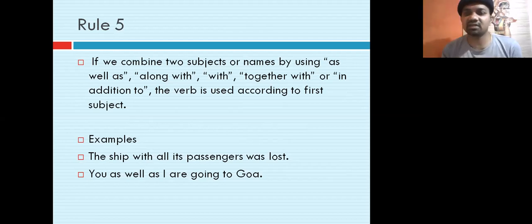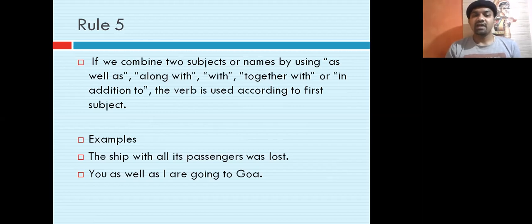The ship, with all its passengers, was lost. So what is the subject, and whether the subject is plural or singular, how would you know? After the preposition, whatever is there, singular or plural, it doesn't really matter for us to choose the verb. The verb must agree with the subject in the sentence which is there before the preposition, the ship. So the ship was lost along with its passengers. So the ship with all its passengers was lost.